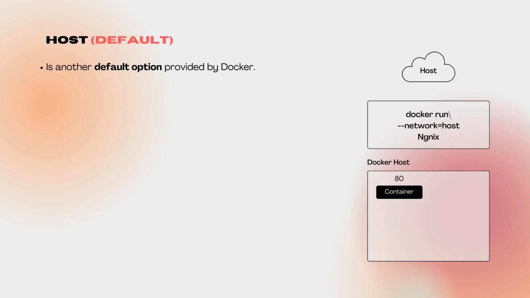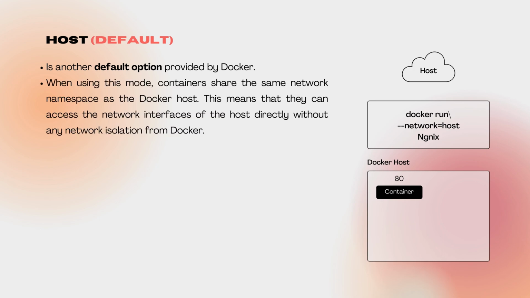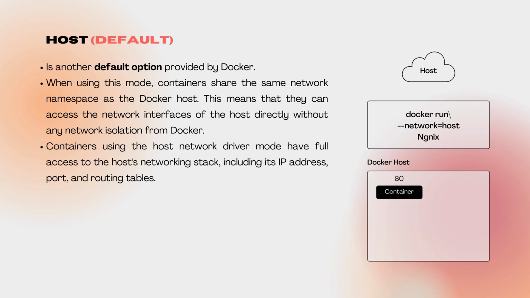The host network driver is another default option provided by Docker. When using this mode, containers share the same network namespace as the Docker host. This means that they can access the network interfaces of the host directly without any network isolation from Docker. In other words, containers using the host network driver mode have full access to the host's networking stack, including its IP address, port, and routing tables.